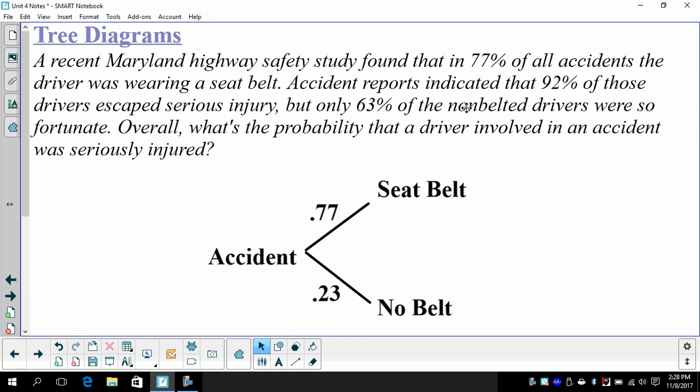We also know that 92% of the drivers escaped serious injury, but 63% of them were non-belted drivers. We're looking for the probability that a driver involved in an accident was seriously injured. And I'm sure after reading that, somebody's going to get on my grammar. So I'm going to break these down into further subgroups: my seat belts and my no belts.